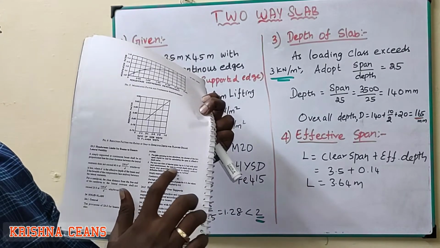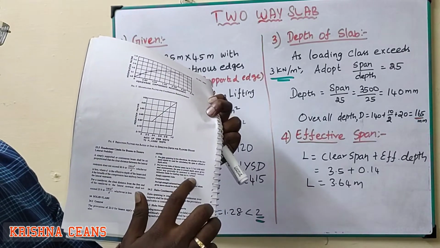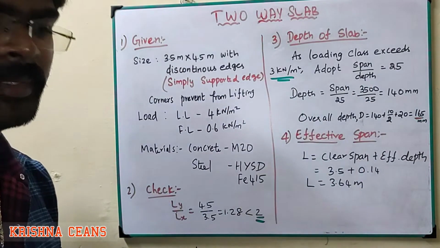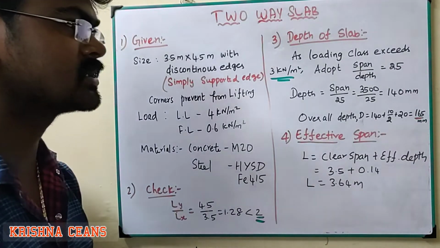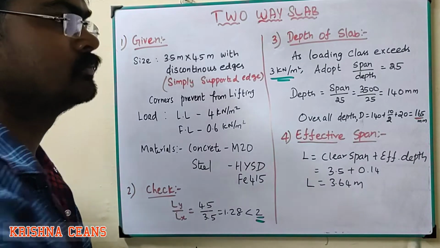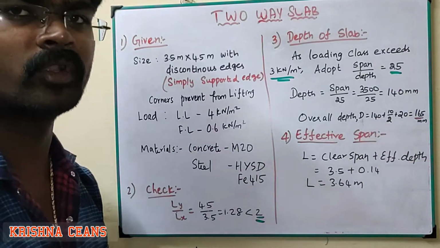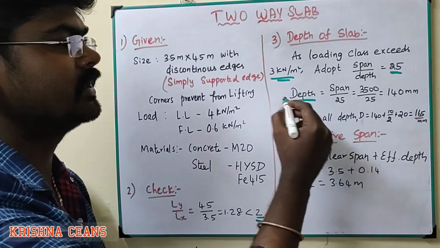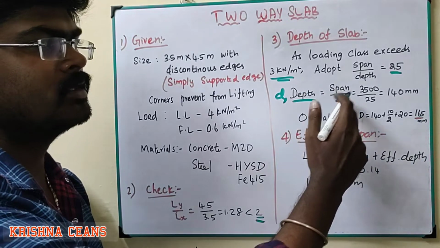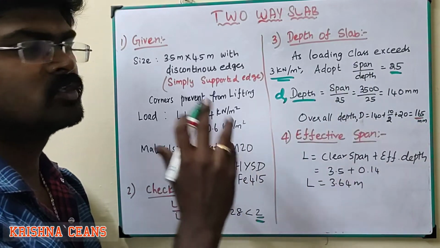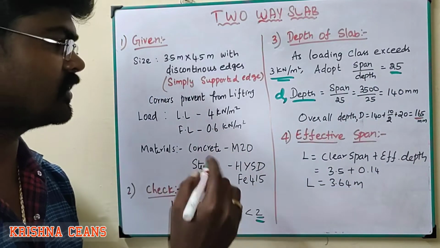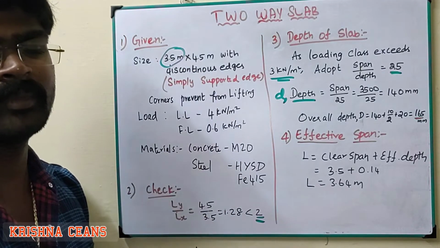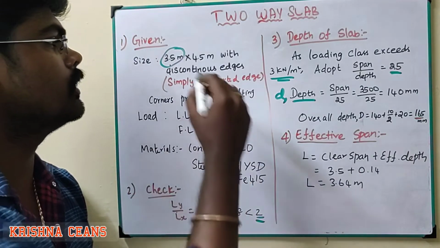They provided up to 3.5 meter span and up to 3 kN per meter square only. But here our load exceeds 3 kN per meter square, so we need to take span by depth equal to 25. From the ratio we can calculate the effective depth d. For a two-way slab, we always use the shorter span length, which is 3.5 meter, as per the requirement in IS 456.